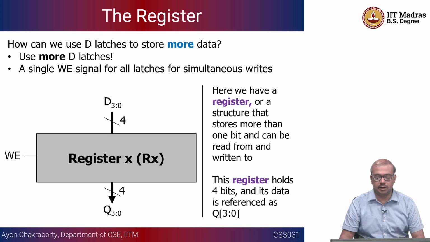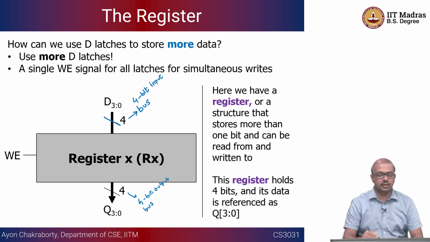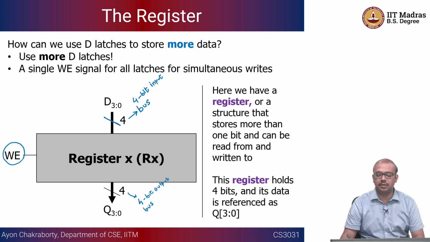So often we will use this cross sign. If you see, this is typically called a bus, and this 4 means it's a 4-bit bus. Similarly, this is also a 4-bit bus. This is a 4-bit input bus. This is a 4-bit output bus. Okay, and this is your write enable. So if you are allowing data to be written from the input bus to the register, you have to use this write enable. You can also read.